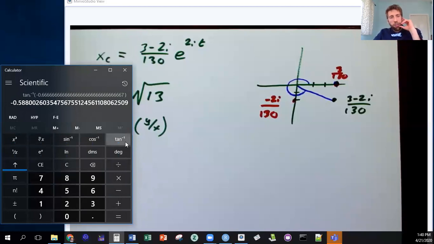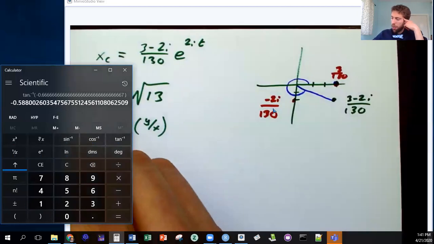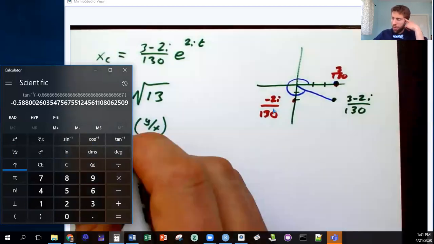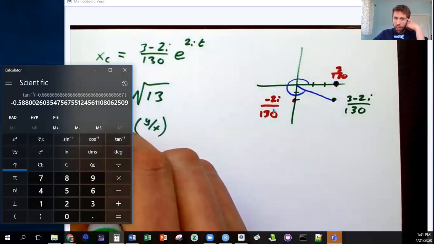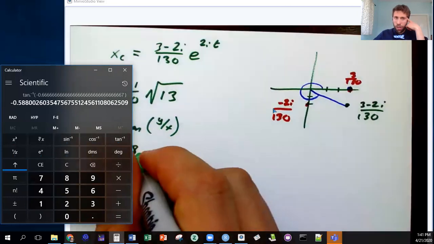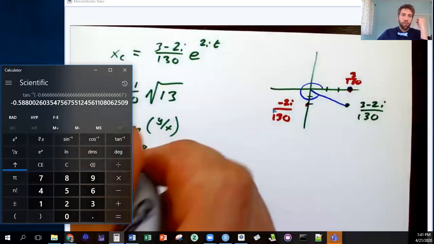I get negative 0.58. Now, you need to be careful using arctan, because if I had the angle that was over here, I would have gotten the same y over x. So arctan gives you the angle that's only in these quadrants, and you got to use your noggin to know if you move it to this quadrant or this quadrant, okay? So theta equals basically like negative 0.588 and change. Okay.